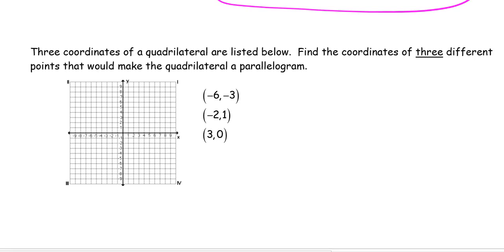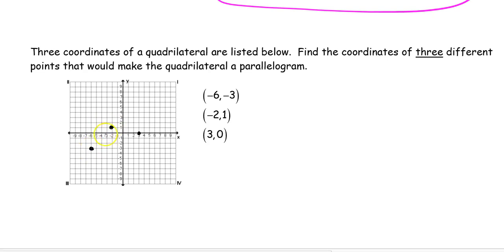All right, one more thing for our video today. 3 coordinates of a quadrilateral are listed below. Find the coordinates of 3 different points that would make the quadrilateral a parallelogram. All right, so we've got (-6, -3), point number 1, (-2, 1), and (3, 0). We know if it is a parallelogram, opposite sides have to be parallel. So all we have to do is count the same slopes.